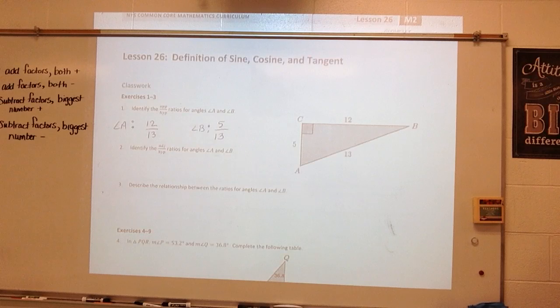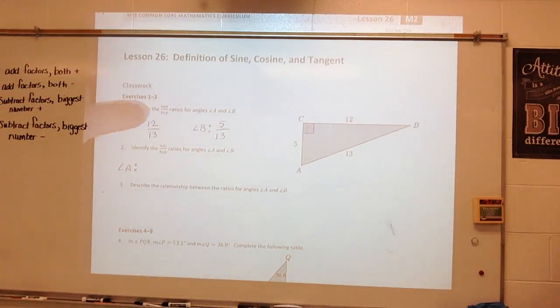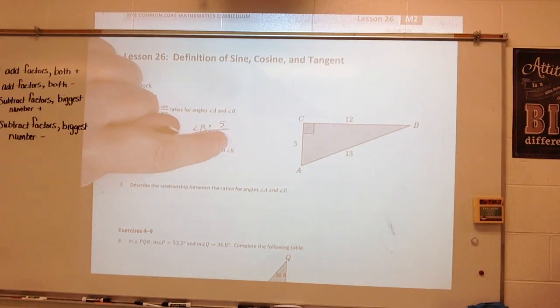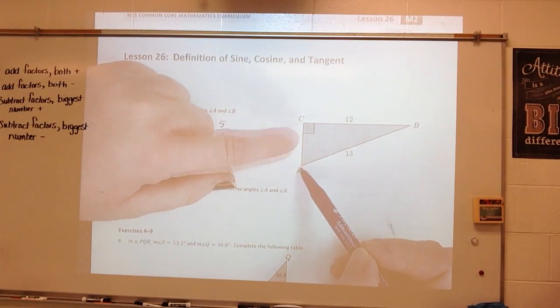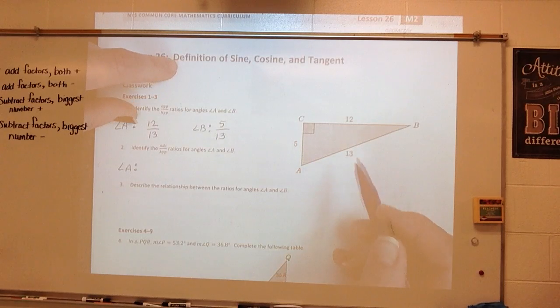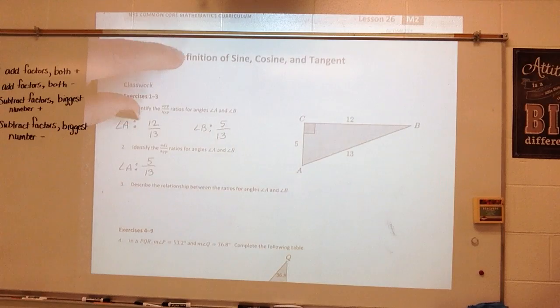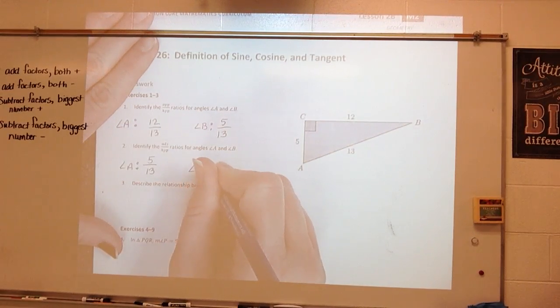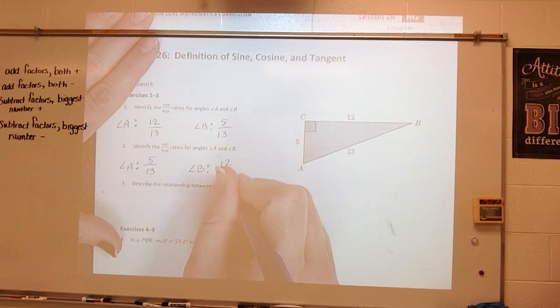Identify the adjacent over hypotenuse ratios for angle A and angle B. Alright, angle A. If you remember, the adjacent side is the side that helps make that angle. So it's the leg that helps make the angle, so that would be 5. Once again, my hypotenuse does not change. It's 13. Alright, and for angle B, the side that is the adjacent would be 12 over 13.